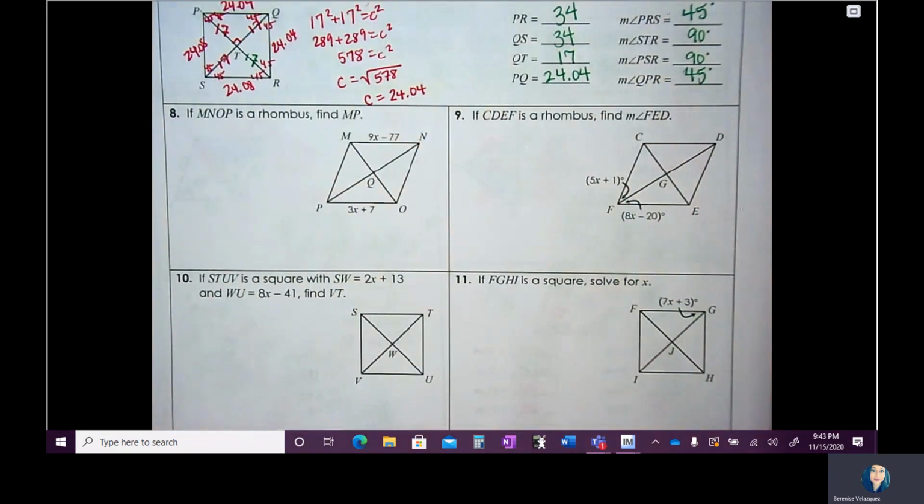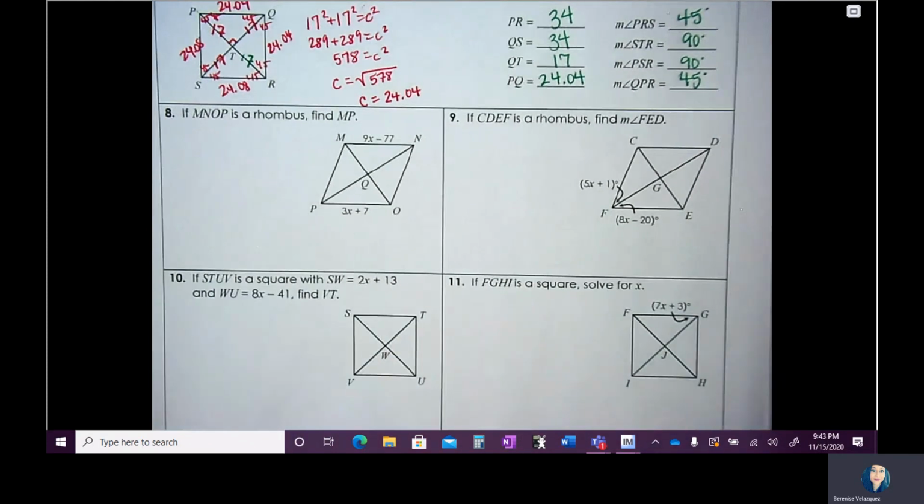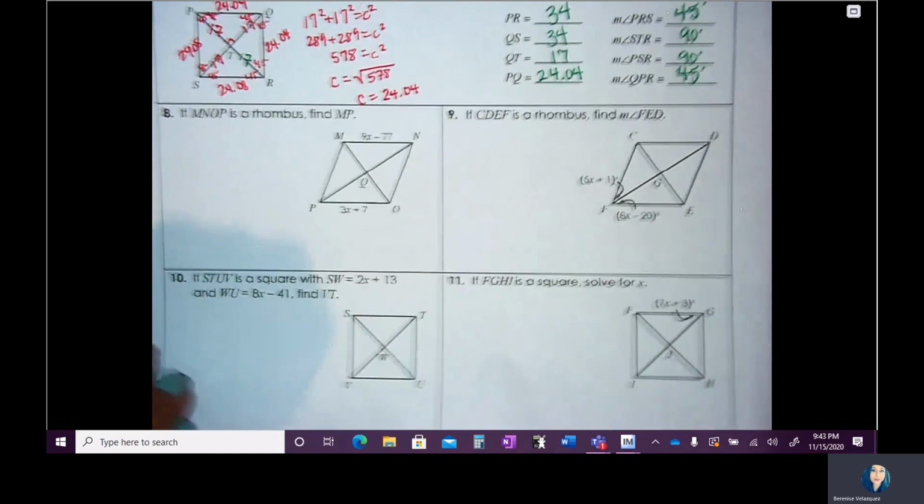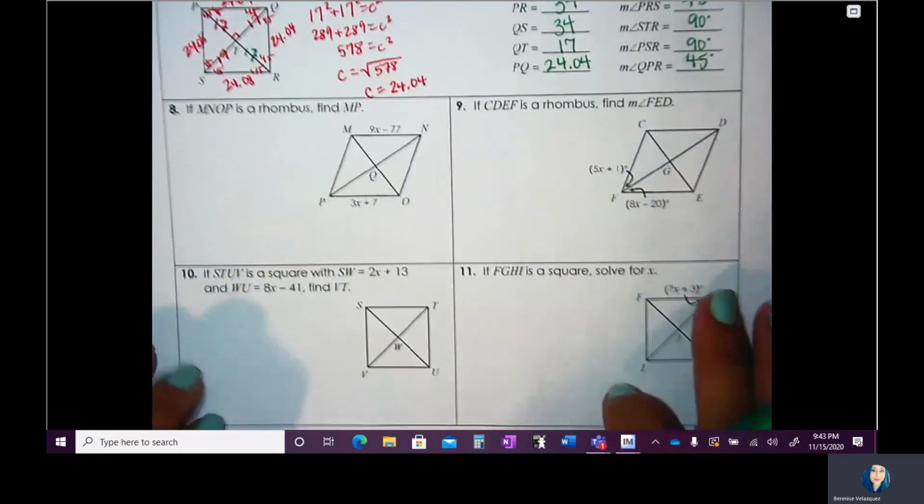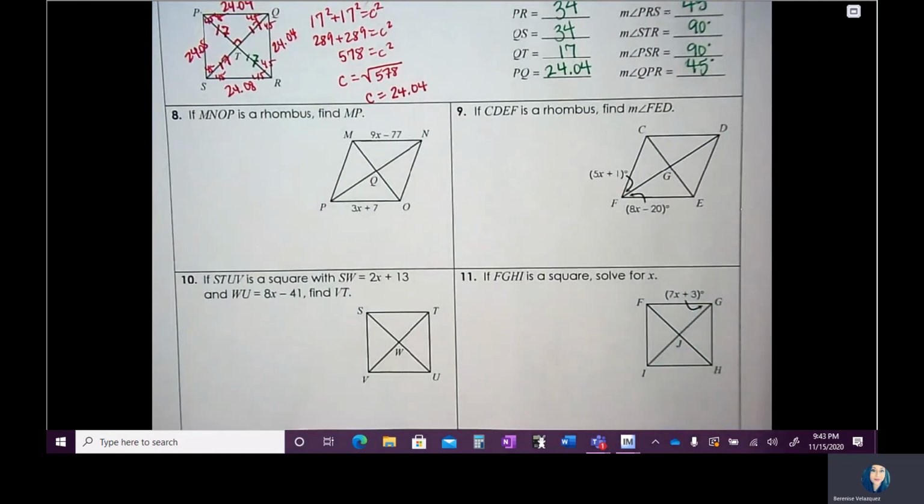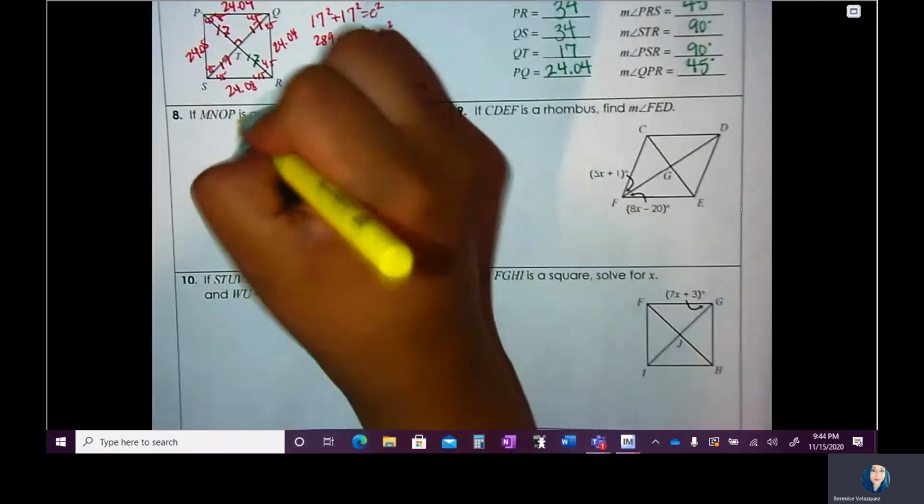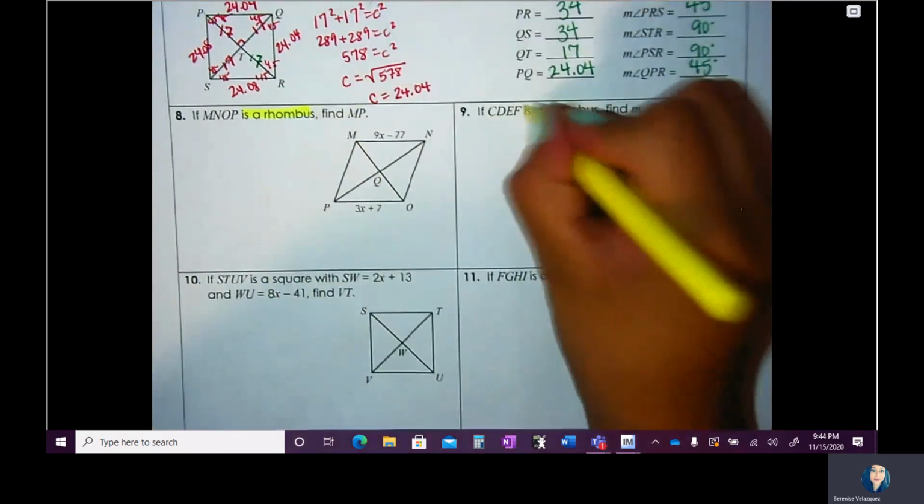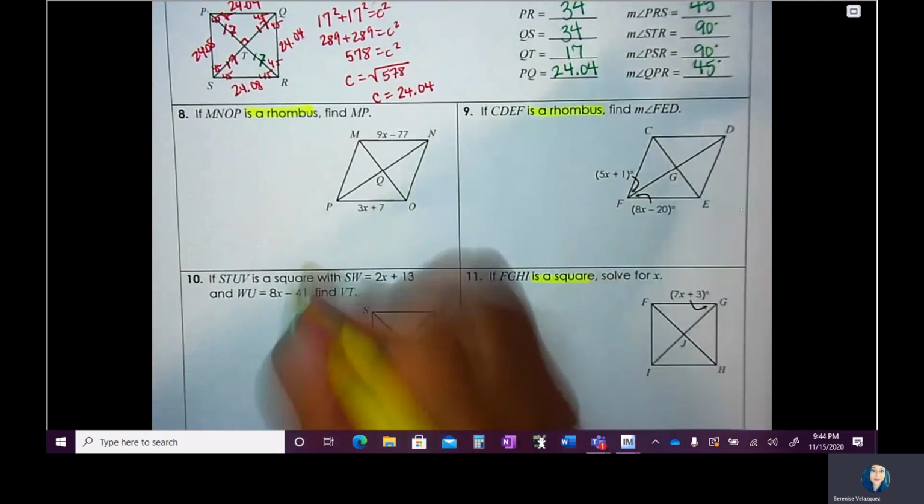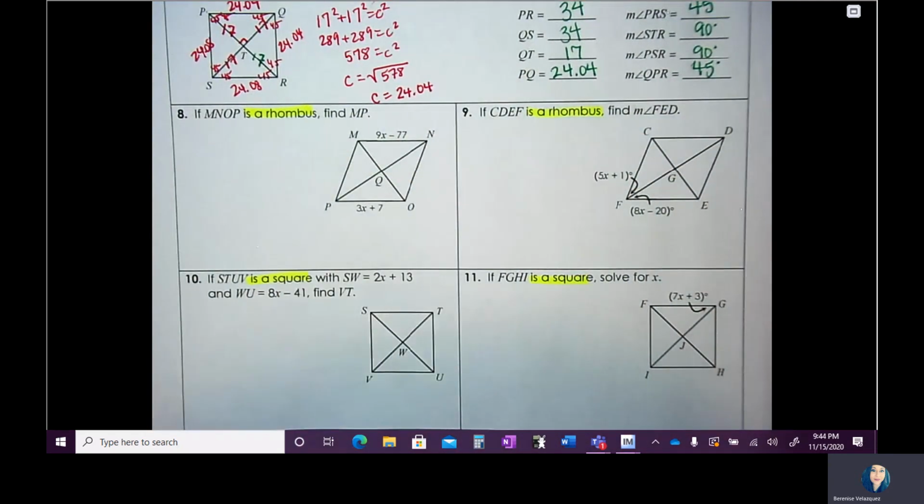They're telling us it's either a rhombus or a square, so we have to be prepared to use any of the properties they throw at us. Basically, you have to be prepared to know if it's one or the other, and that's how your test is going to be. You kind of have to switch up your brain as to some of the things that you write down. So this one is a rhombus. This one is a rhombus. This one is a square. So keep that in mind.